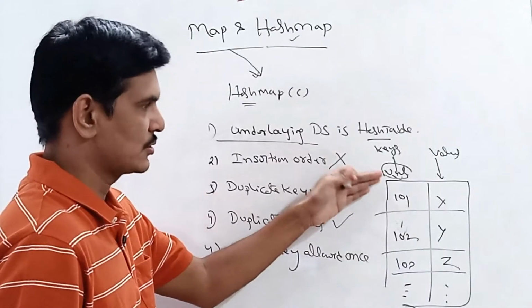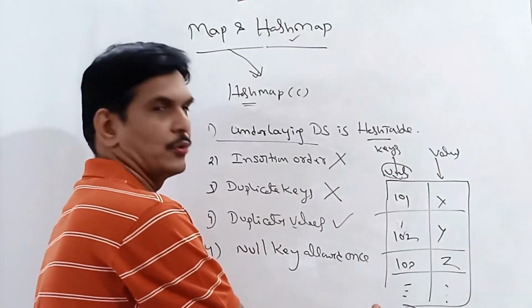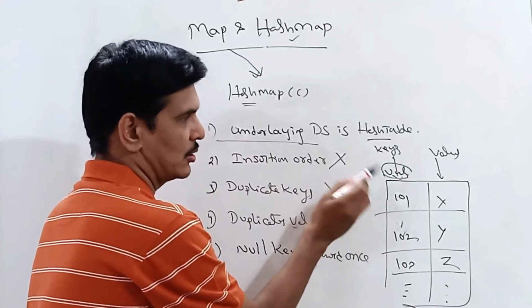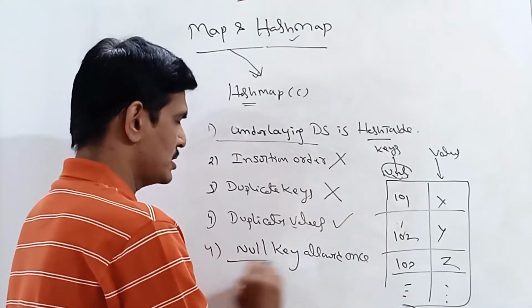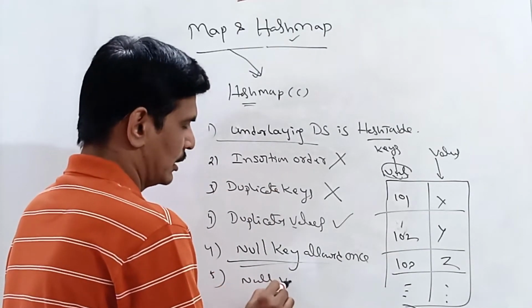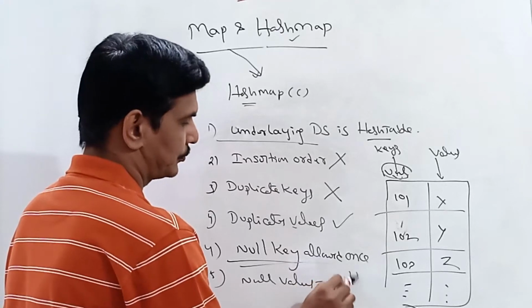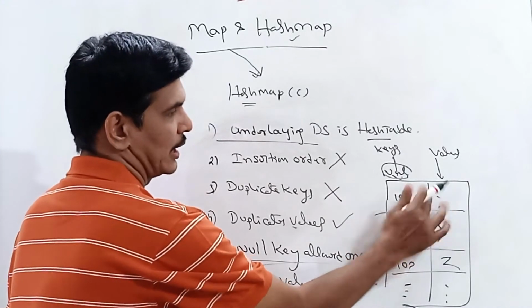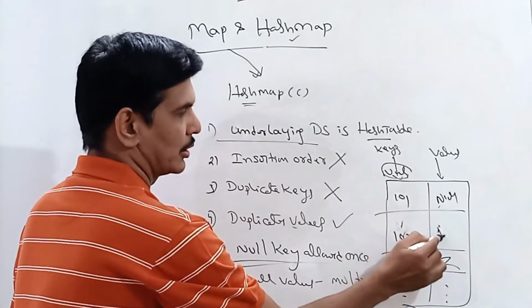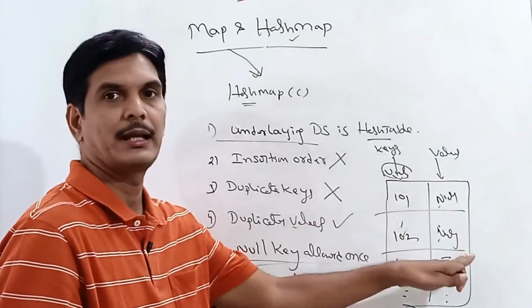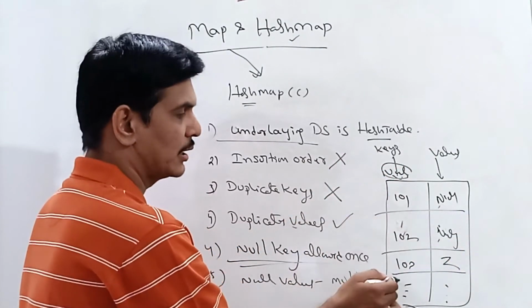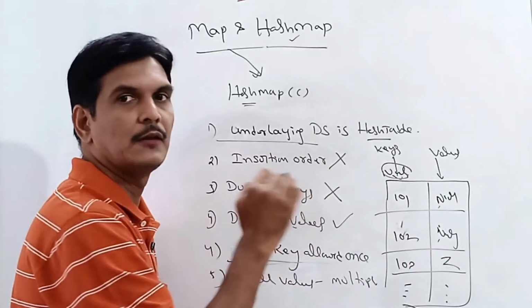Why is it not allowed multiple times? Because keys are unique. We cannot store duplicate keys. So once we have added a null here as a key, we cannot store null once again. Only one null key is allowed. But null values, we can add multiple. Suppose I don't know the value, so I can store null here, and in another entry I can also store null. So duplicate nulls are allowed in case of values, but not in case of keys. We maintain only one null key and can have multiple null values.